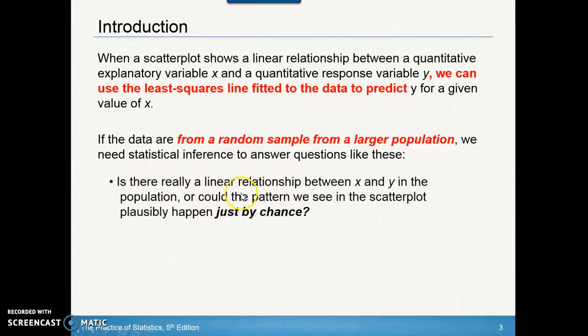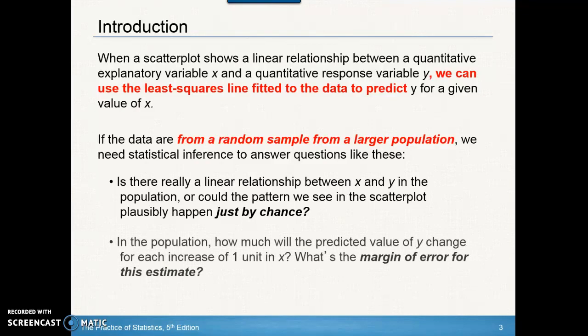Is there really a linear relationship between x and y in the population, or could the pattern that we see in the scatter plot happen just by chance alone? It just so happened that those points that we picked happened to form a line in that particular sample. In the population, how much will the predicted y value change for each increase of 1 unit in x? So what does that look like? That's the slope. Basically we're checking to see how much the predicted value of y is going to change for every increase of 1 in x.